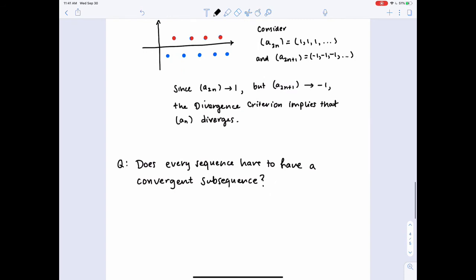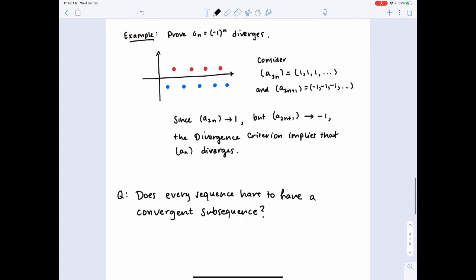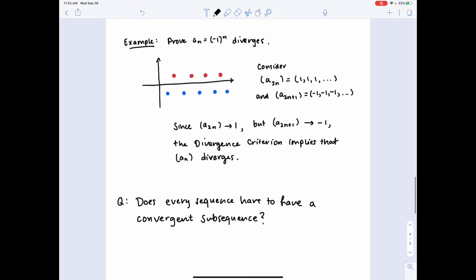So pause and think about it. It might help to start by thinking about parent sequences that diverge. Because if they converge, then we know all the subsequences are going to converge. So we need to limit our class of sequences to ones that diverge. We have our prototypical examples of divergent sequences.